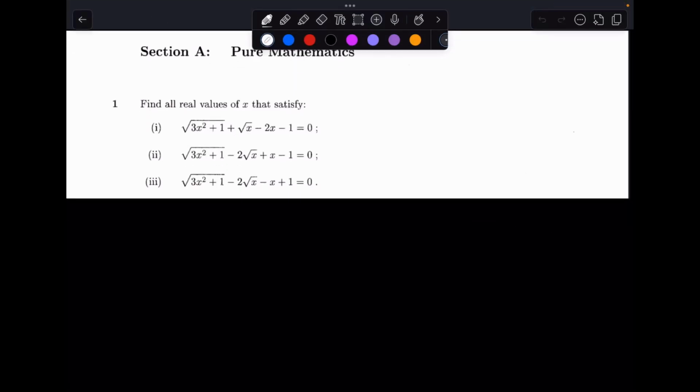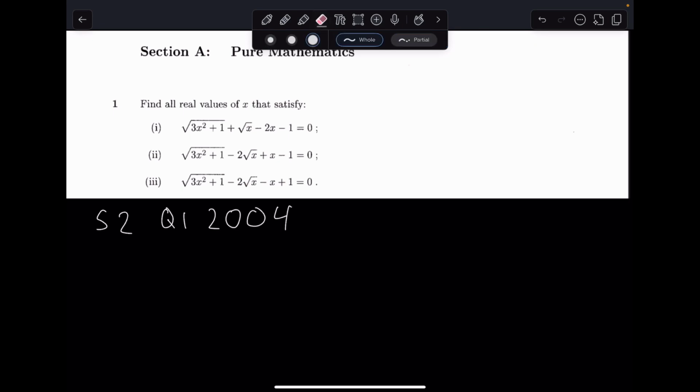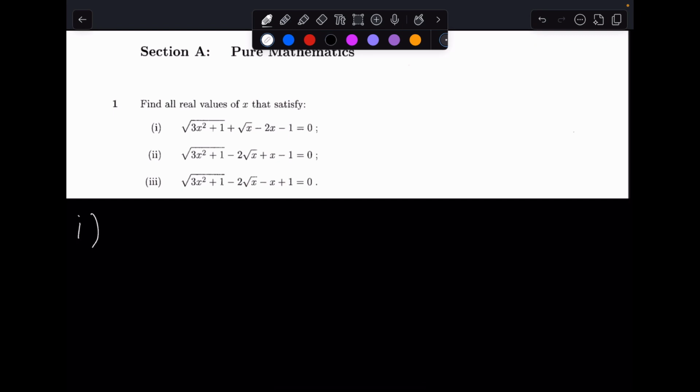Hello everyone, today we are back with STEP a day. This is day 2 and we are going to be doing step 2, question 1 from the 2004 paper. Let's get straight into it with part I. It says find all real values of x that satisfy this equation.